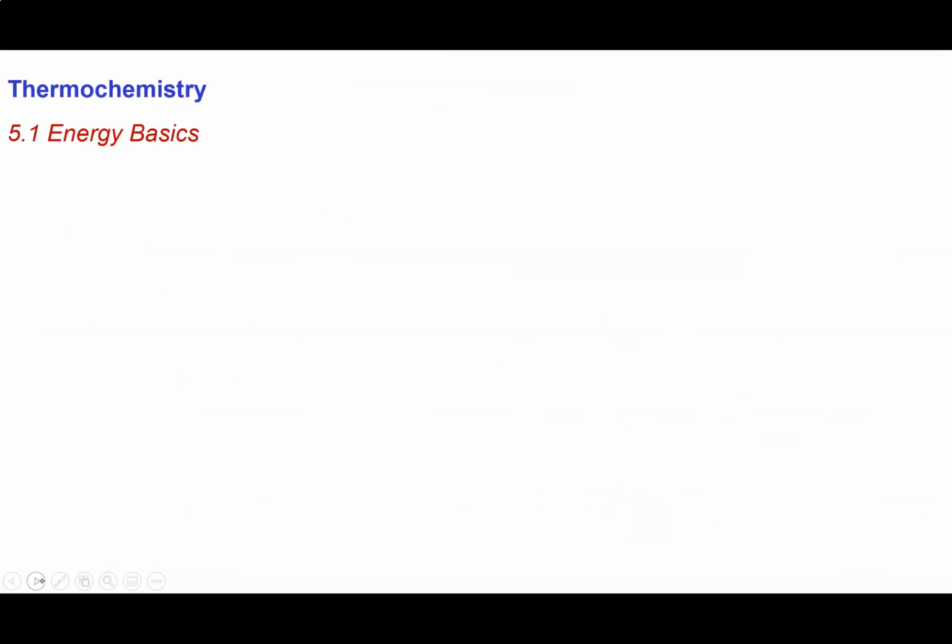Okay, so that takes us through in quite a bit of detail some of the basics regarding energy, and we've worked through some of the more complicated problems, so hopefully that gives you a really good foundation for finishing off this section.